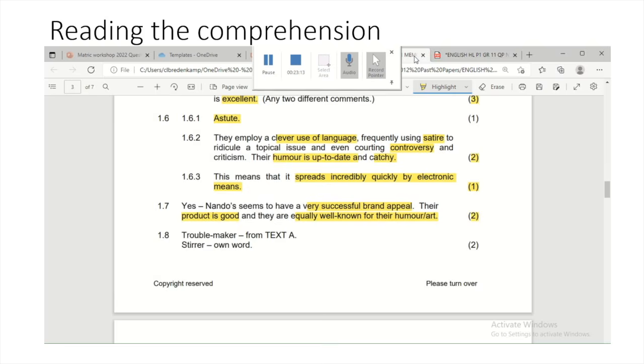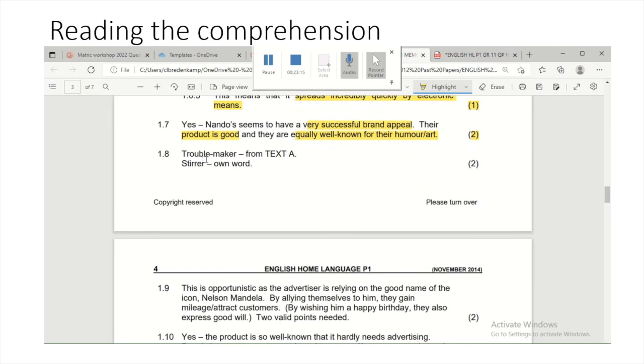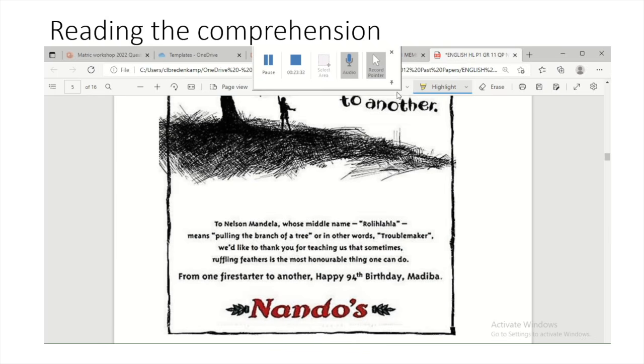All right, let's have a look at what they've said in our memo. So if you were going to answer over here, a troublemaker, okay, from text A, and a stirrer, you could have said in your own words over here. So it does not have a positive connotation. You could have said a troublemaker or a stirrer, or a mischievous person.